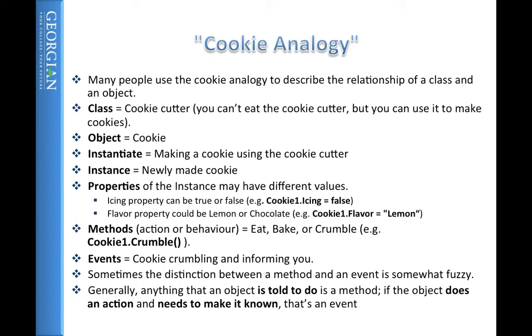So imagine you're making the class as a cookie cutter. Your object itself, right, is the cookie. When you instantiate, you make a cookie using the cookie cutter, right? You make a cookie, and every instance is a newly made cookie. So every time I'm instantiating, I'm actually making the cookie.